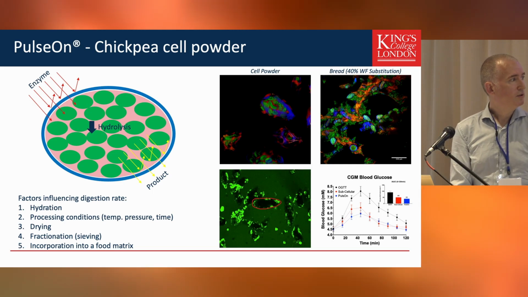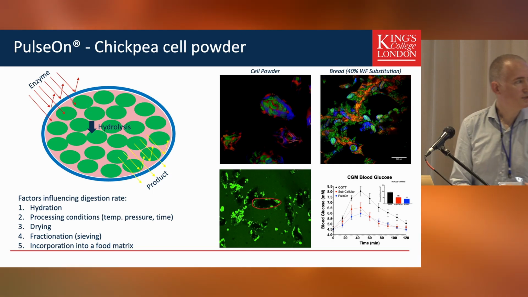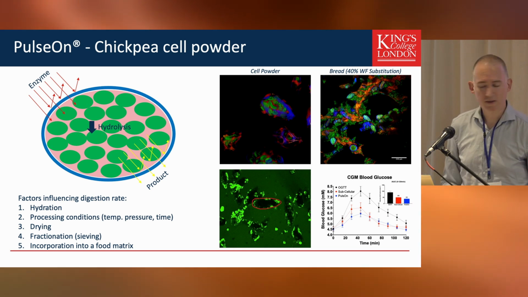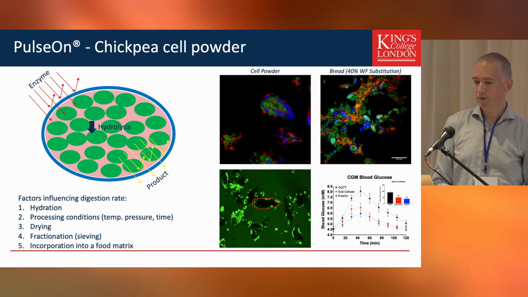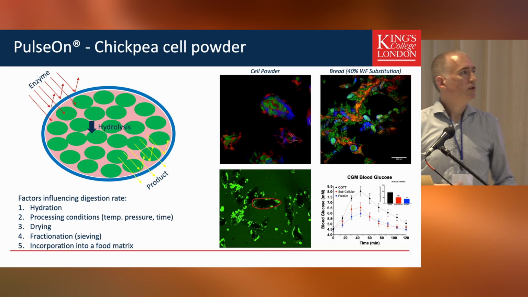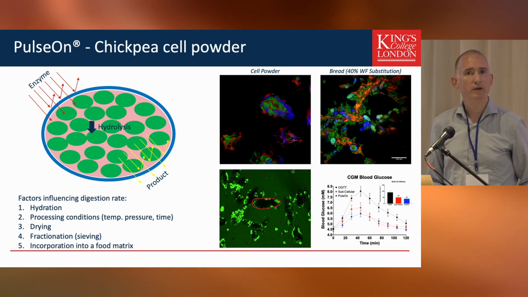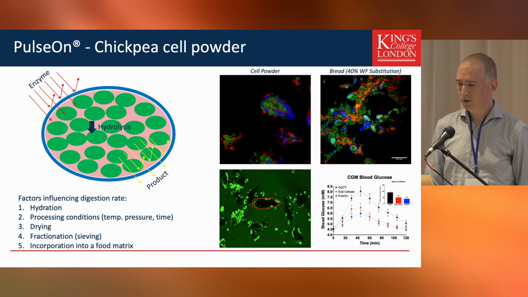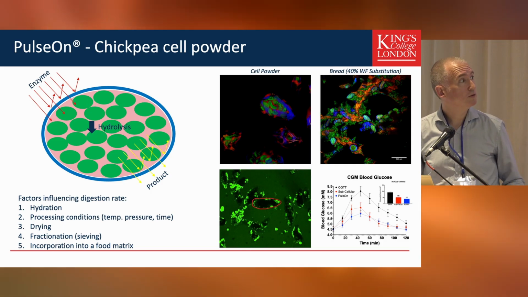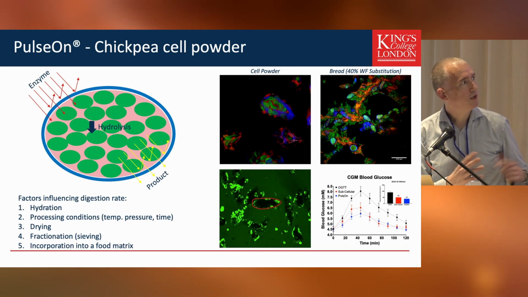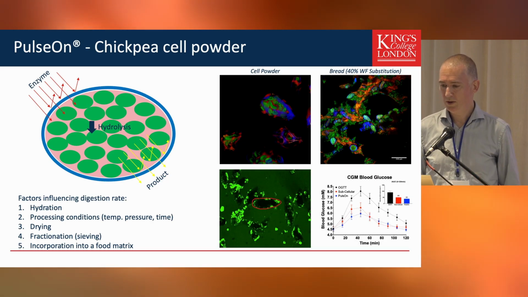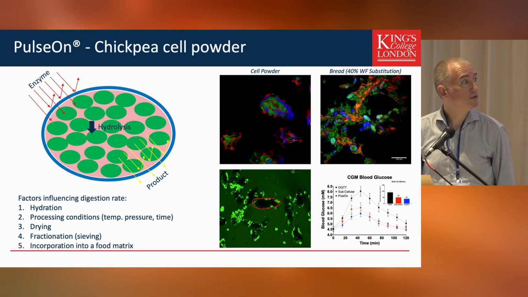Levels of hydration, the processing conditions, how you've prepared everything has an influence on how this can affect rates of hydrolysis. And we've done some work now looking at how you can incorporate this into a food matrix. So this is a confocal micrograph of what the individual cells look like. So in green is the starch, and the blue is the cell wall material that surrounds it. And we've been able to bake this into breads.